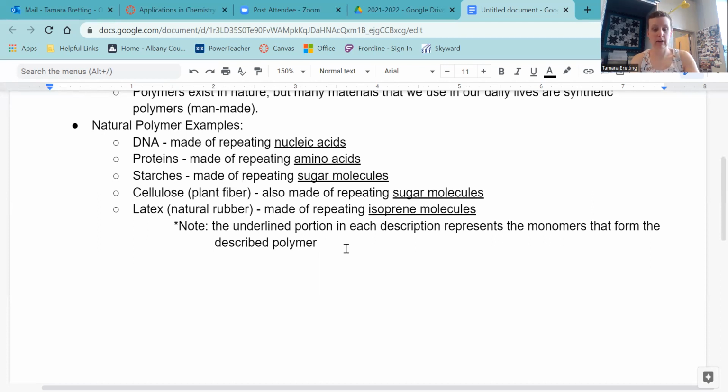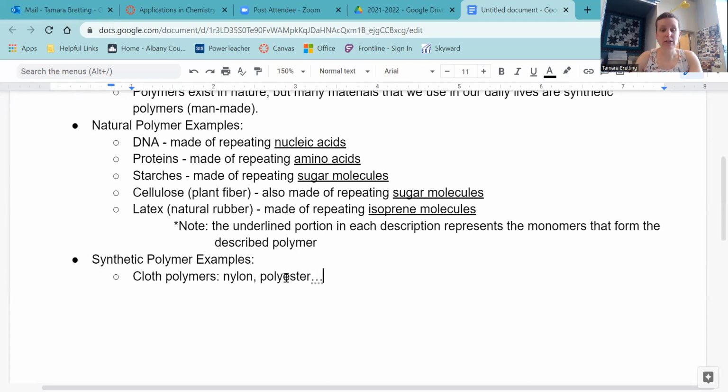All right, let's talk about synthetic polymers. So, synthetic polymer examples. I'm just going to go in categories here. So cloth polymers. Examples could be nylon or polyester.